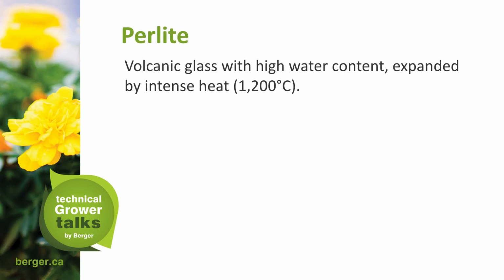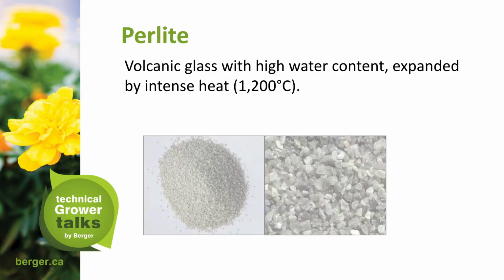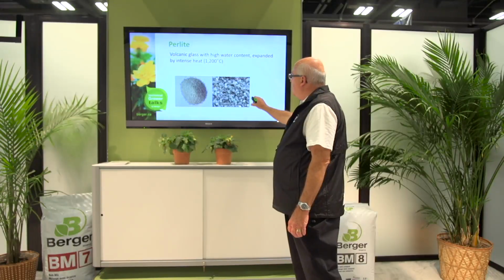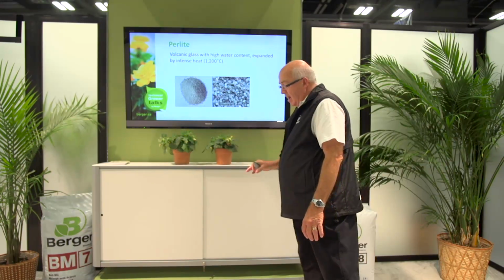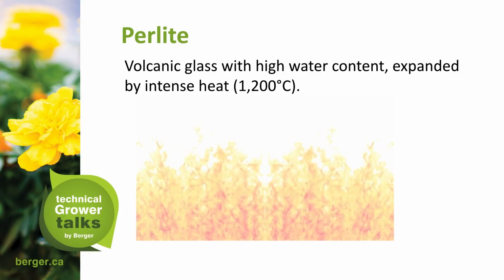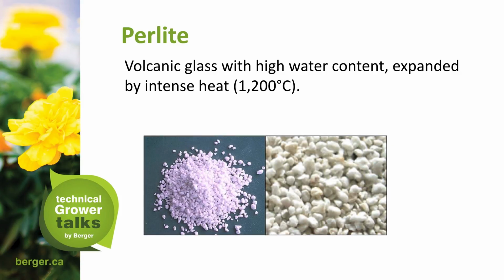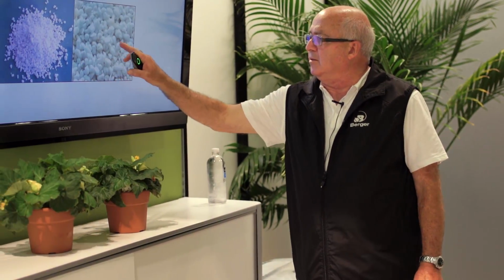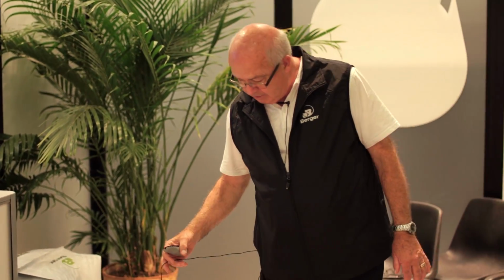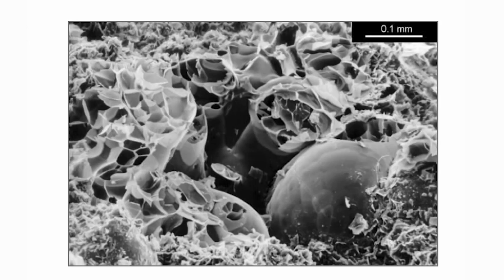Perlite: volcanic glass with high water content, expanded by intense heat. Here we have two pictures showing the raw ore and then what it looks like after it has been popped under the high temperatures. Volcanic glass with high water content expanded by the intense heat results in what we call the popcorn look, or rounded perlite, which then is ready to be used as an aggregate in the mix.